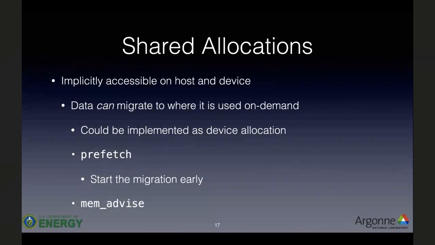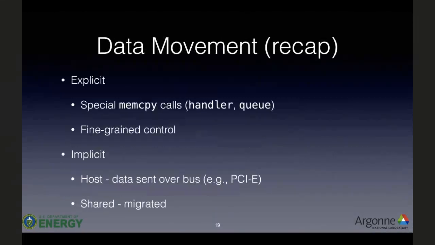If you want to explicitly copy the data, you can with the special memcopy calls for that, and that gives you fine-grained control of exactly where the data goes. Most of the stuff is implicit. Either if it's host memory, data is sent over the bus, or if it's shared, the pages are automatically migrated, or using prefetch and memadvise. And what happens with on demand.